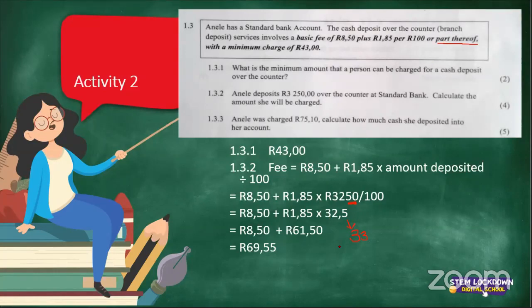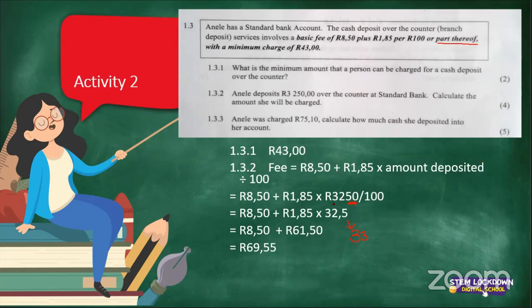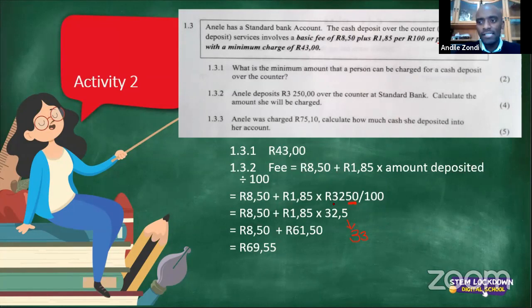But if they say part thereof, then you round up, because this portion of 50 rand will be charged as if it is 100 rand. You understand? Okay, thank you very much. That's a good question. Any other questions? No other questions, so I think you guys understand.